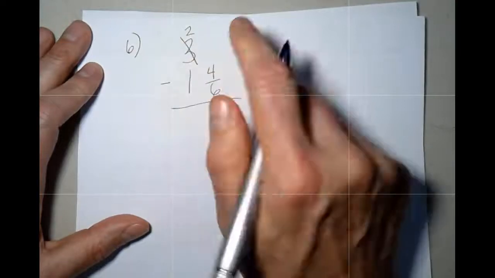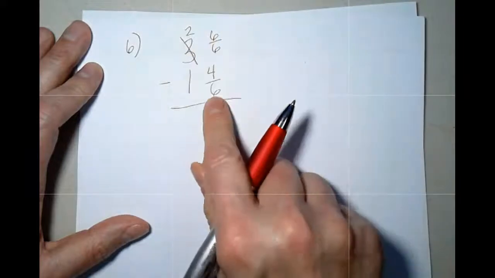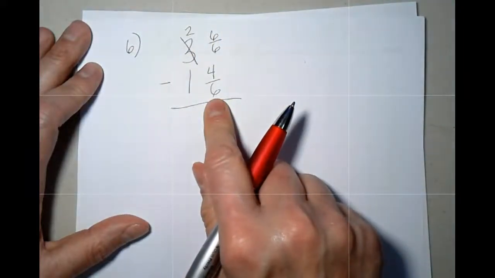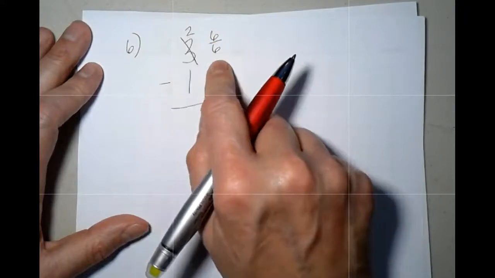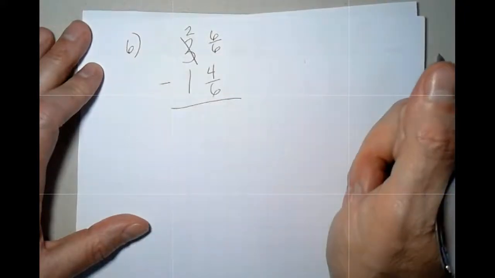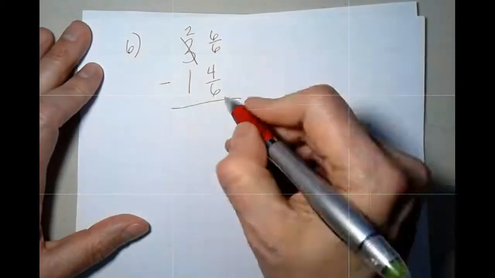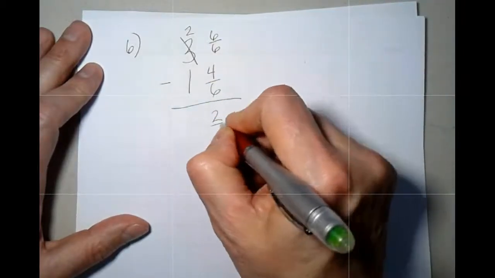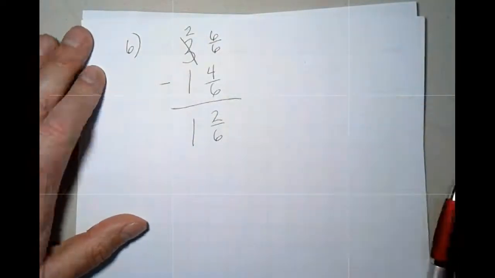So instead of having 3, I have 2 and 6 over 6 because my whole is 6ths. So I had 3, now I've got 2 and 1, which is still 3. Now I can subtract. 6/6 minus 4/6 is 2/6. 2 minus 1 is 1. And my final answer is 2 and 1/6.